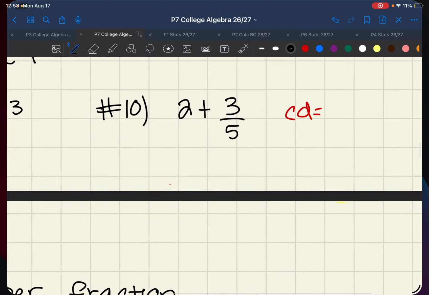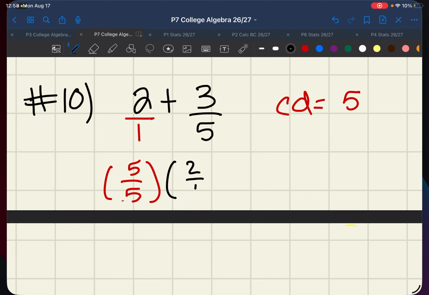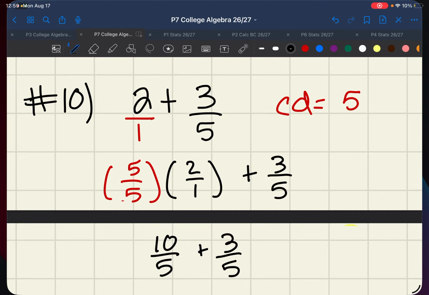Okay, number 10. Same thing. I need to turn this into a fraction by writing it over 1, and then I need to get a common denominator of 5. So I have 5 over 5 times 2 over 1 plus 3 over 5. So this is 10 over 5 plus 3 over 5, which is 13 over 5.